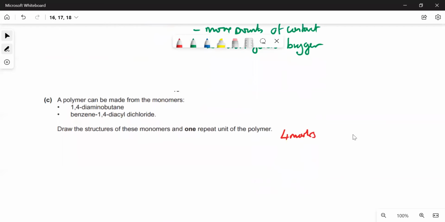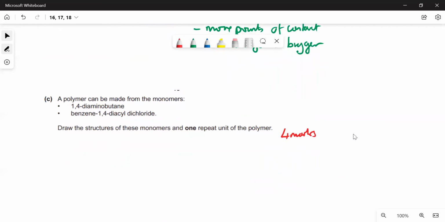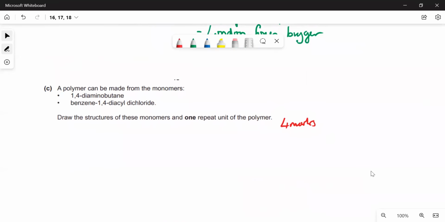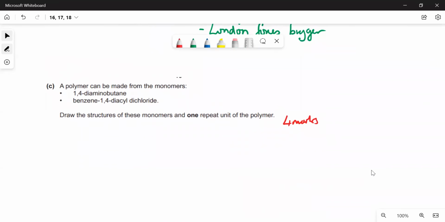A polymer can be made from the monomers 1,4-diaminobutane and benzene-1,4-diacyl chloride. Draw the structures and 1 repeat unit of the polymer. So let's draw diaminobutane first of all. So we're going to have an NH2 at one end, 4 carbons. Okay, so that is going to be 1 of the monomers, diaminobutane.